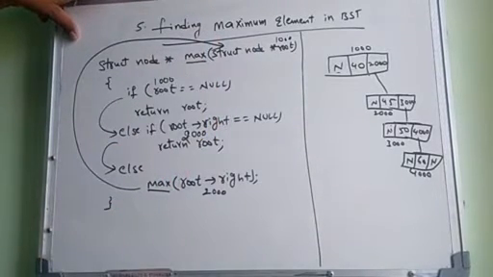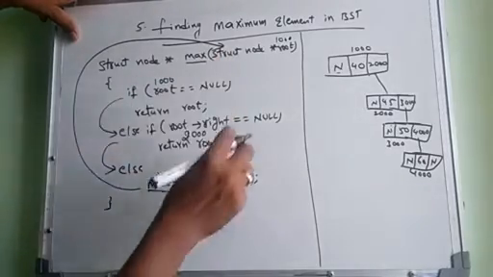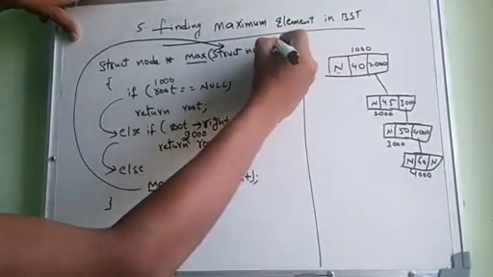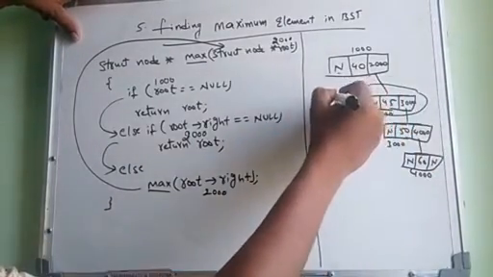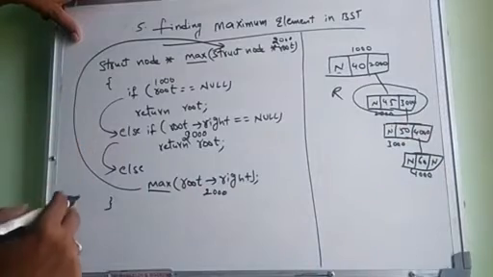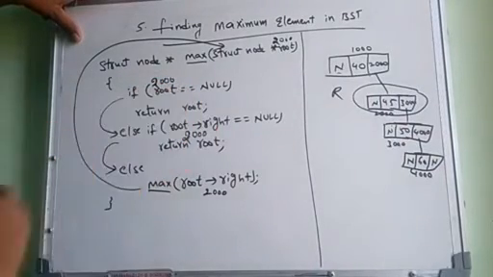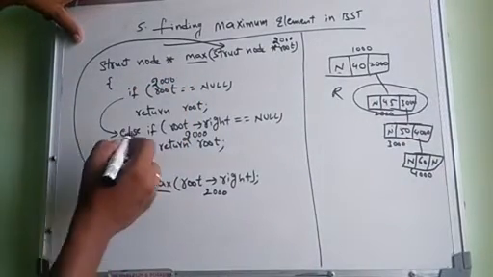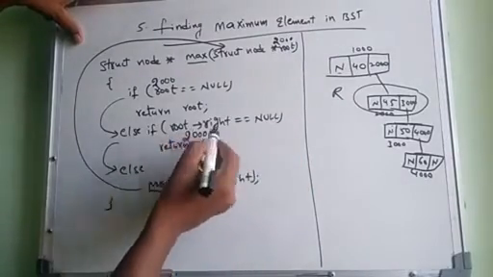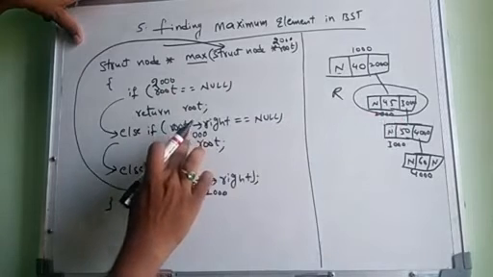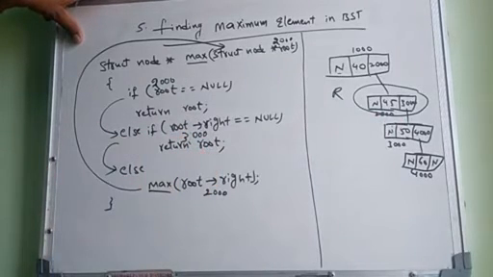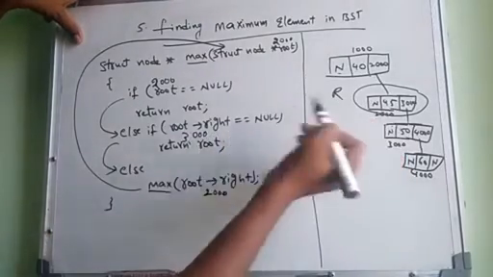To find the maximum number, I will take the function name max. Earlier the root was 1000, now the root is 2000. Now it has become the root. So is 2000 equal to null? The condition is again false, go for else. Now what is the current root right? 3000. Is 3000 equal to null? Again the condition is false. It is not null, it is a value of 3000.